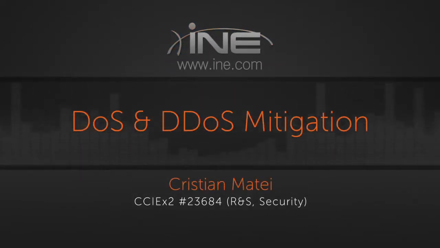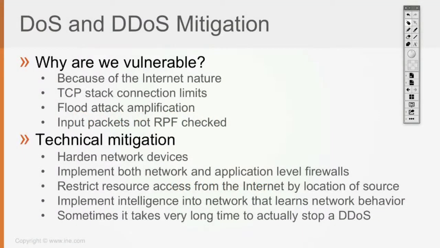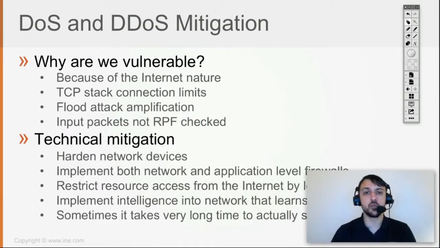You can also restrict resource access from the internet by location of source. For example, I was born in Romania and still live in Romania. If the government has a service which is publicly available to all of the country's citizens, whatever the service is, the government can configure a network access policy so that that service is reachable only from IPs within the country, not outside of the country.